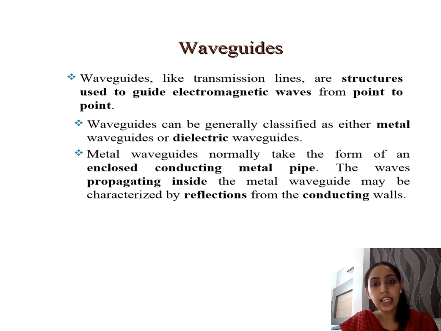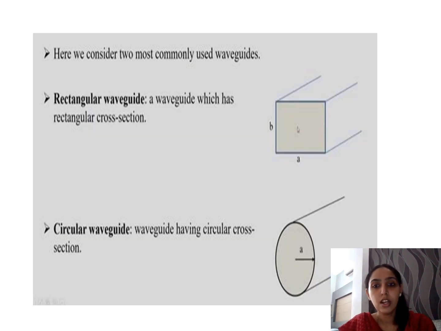So they are just like the transmission lines which are used to guide the electromagnetic waves from point to point. You can have either a metal waveguide or a dielectric waveguide. An example of a dielectric waveguide is your optical fiber. So whatever electromagnetic wave is propagating inside this waveguide will be subjected to reflection from the conducting walls. So you can have either a rectangular waveguide, which has a rectangular cross section, or a circular waveguide, a waveguide having a circular cross section.